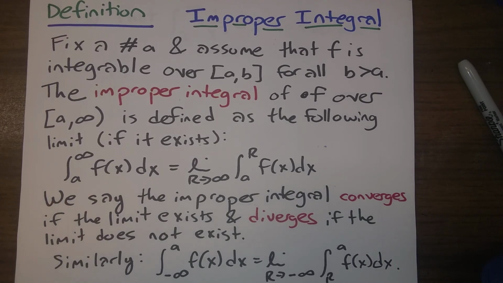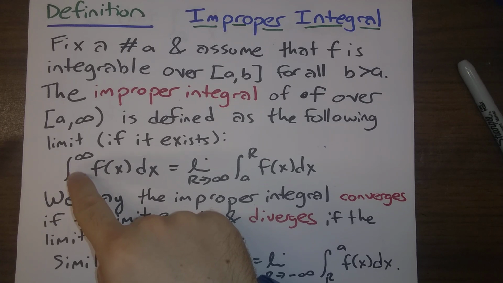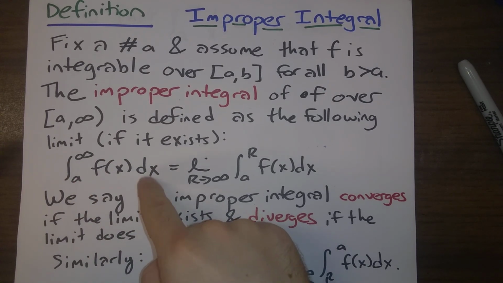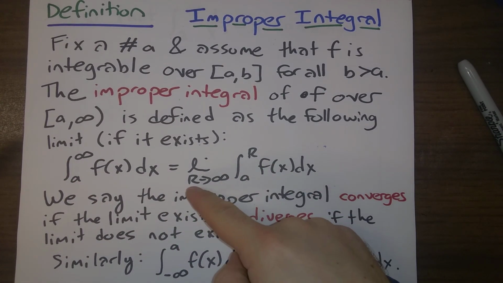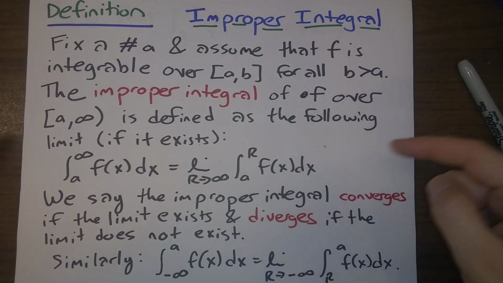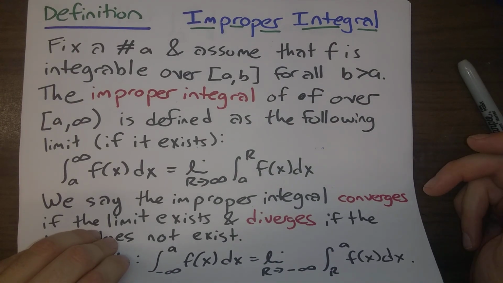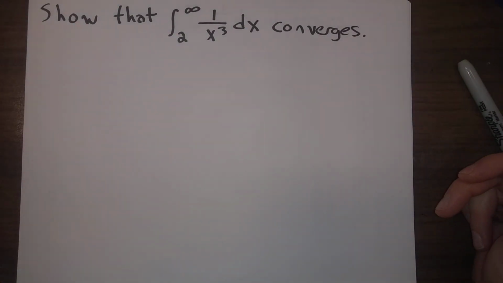Our definition of improper integral from the previous video: the integral from a to infinity of f of x dx, we're defining that to be the limit as r goes to infinity of the integral from a to r of f of x dx. And so we did one example in the previous video. Let's do a couple more examples.